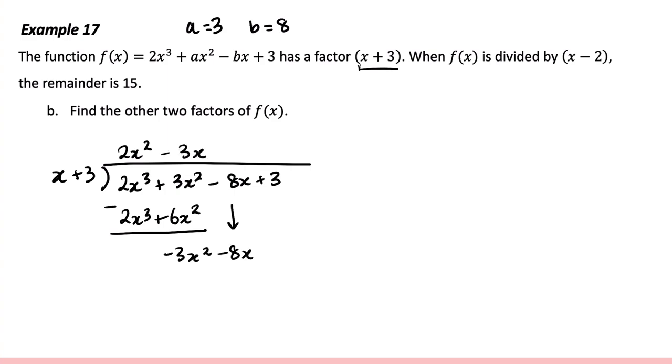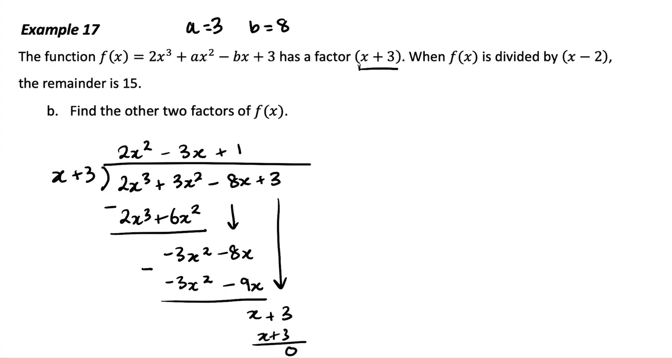So then that'll be -3x. Minus minus will be plus, so we've got negative 8 plus 9. So that's just going to end up being positive x. So then that'll be 1. And then I'm going to bring that down as well. Multiply that out very nicely. I get a wonderful 0. So once again, my polynomial is equal to the divisor multiplied by the quotient.